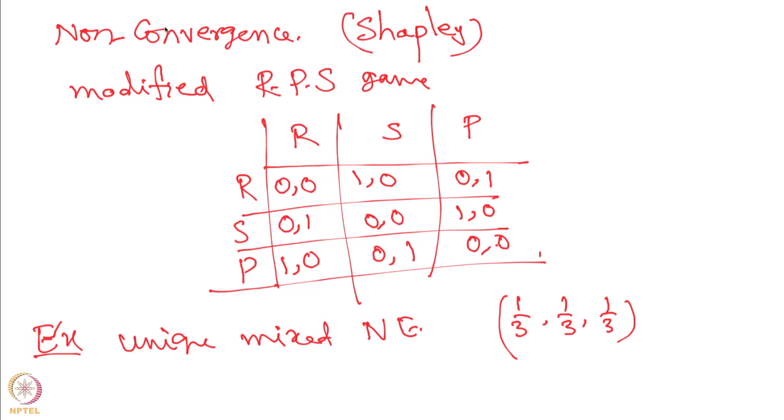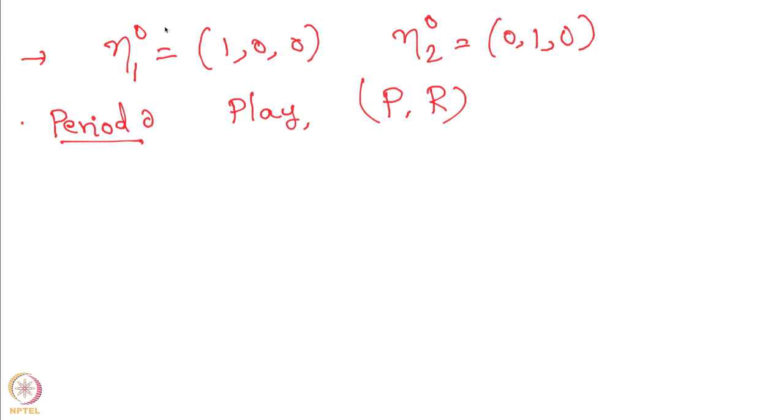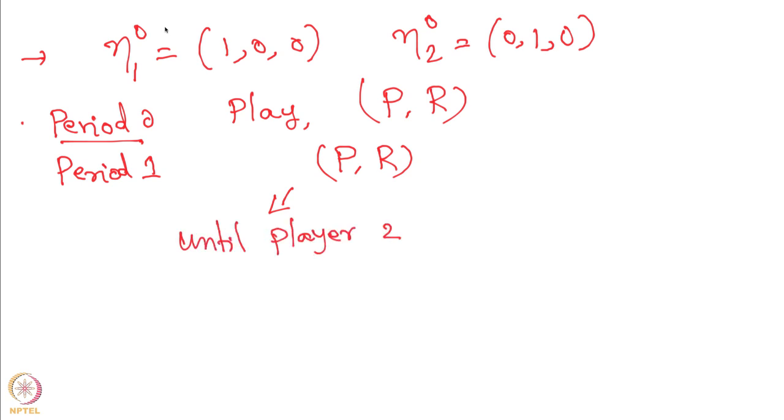Now, what I will give is an outline of the ideas of non-convergence. Start with eta_1^0 to be 1, 0, 0, and eta_2^0, the initial belief, is this. If you take the next round, in period 0, the play will be P and R. Then in period 1, the play will in fact again be P, R. Then this continues until player 2 switches to yes.